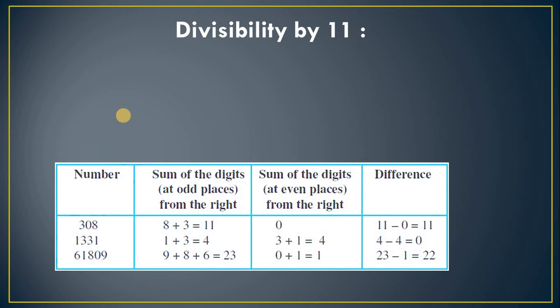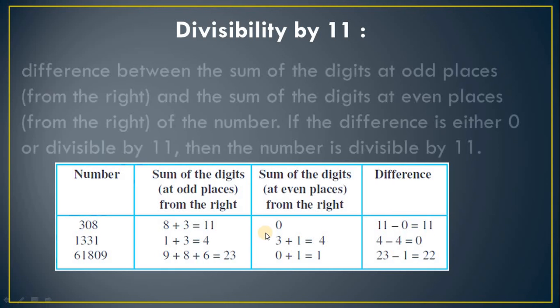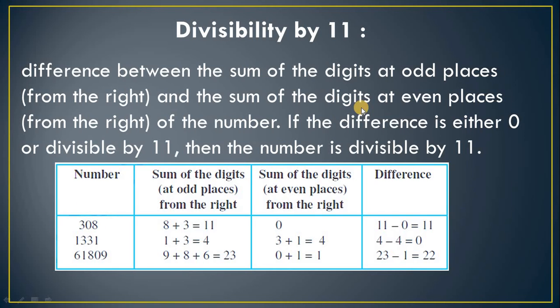Then the divisibility test of 11 is quite interesting. You have to calculate the sum of digits at odd places and the sum of digits at even places. So this is the number. Add the odd places from the right-hand side, like 8 plus 3 is 11. Then at even place only one digit is there, 0, and their difference is 11 minus 0, 11. One important point: the difference between the sum of digits at odd places and the sum of digits at even places. If the difference is 0 or divisible by 11, then the number is divisible by 11. So their difference is 11.